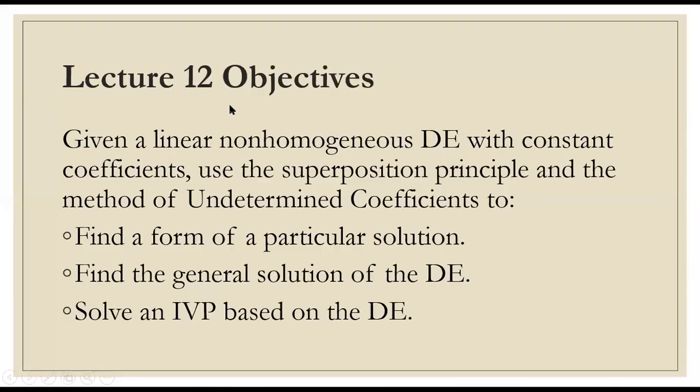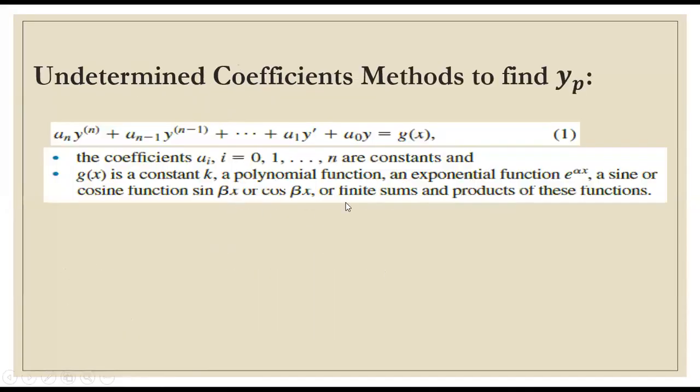Let me start now. Here are the objectives, and this is the same, I think, as in the previous lecture. Here I have differential equation number 1. Notice now those coefficients are numbers, they are constants. So I can solve this equation using undetermined coefficients if the function g(x) is one of the following: maybe a constant like 7, 4, 3, negative 11, or an exponential function. I can use undetermined coefficients, or sine, or cosine, or a finite sum of those.